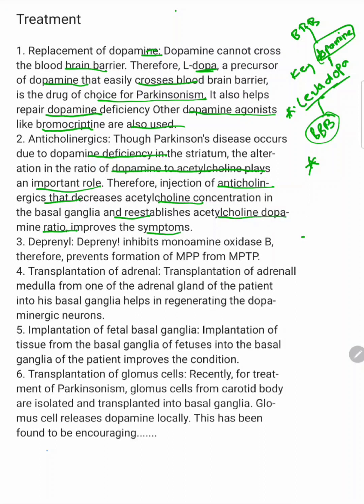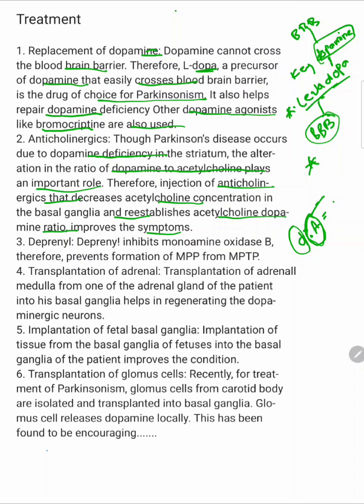See, the dopamine to acetylcholine ratio is maintained every time in the body. So when dopamine decreases, acetylcholine automatically seems to increase, right? So if we give anticholinergics, acetylcholine will also decrease, so the ratio will be maintained, such that some symptoms can be decreased.